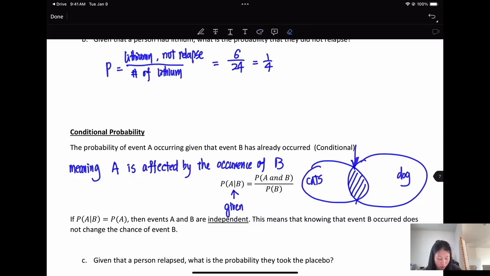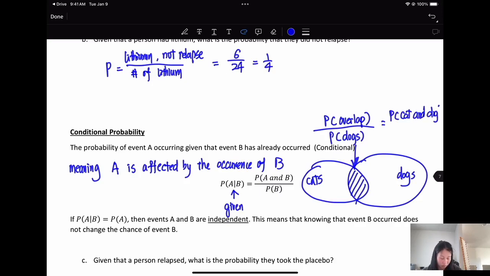So the probability that people like cats, given that they like dogs, is going to be the overlapping part over the probability that people like dogs. And the overlapping part happens to be the probability that people like cats and dogs, over the probability of dogs. So that's why this is the probability that people like cats, given they are dog persons.